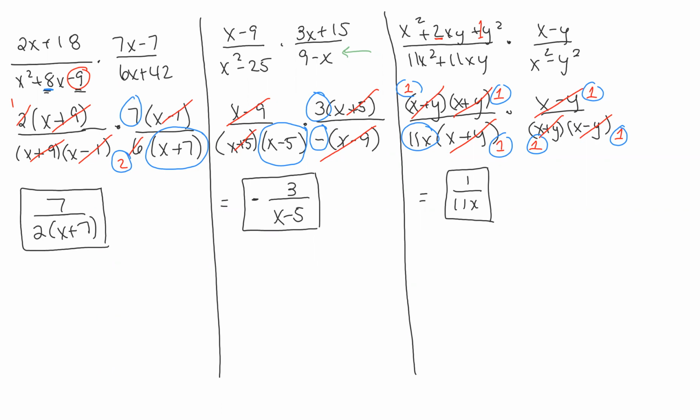All right, let's do 2 more problems with multiplication, and then we're going to look at division, okay? So next up, let's say that we have x squared minus x all over x squared minus 13x plus 12 times x minus 12 all over x squared minus 1.